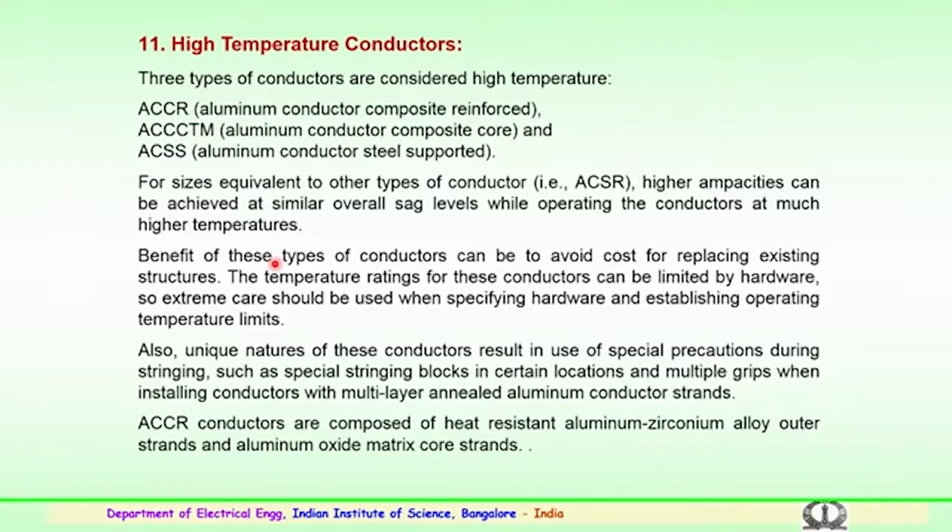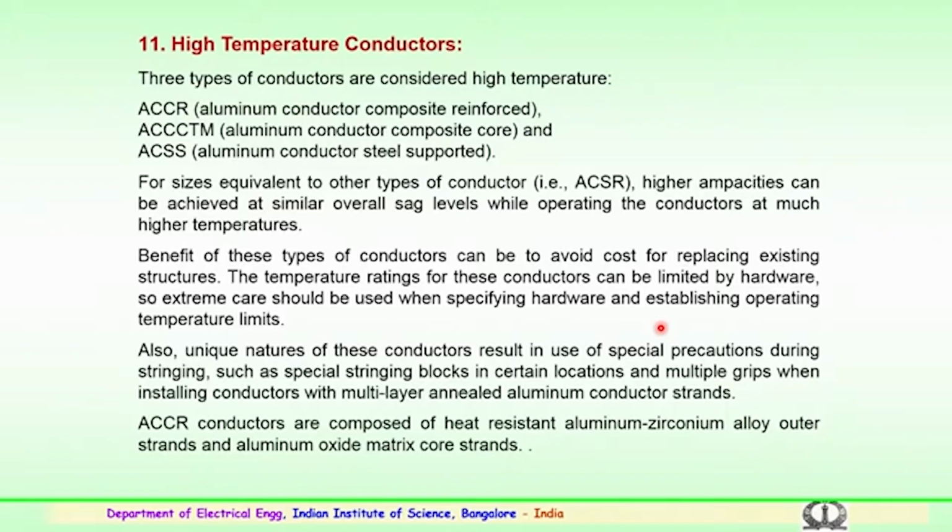Normal aluminum conductors operate between 90 to 110 degrees, while the high temperature conductors operate anywhere between 200 to 250 degrees. So, a benefit of this type of conductor is avoiding the cost of replacing the existing structures. The temperature ratings of these conductors can be limited by hardware. So, extra care should be used while specifying the hardware and establishing the operating temperature limit. The hardware used with the conductor also should have high temperature, high current carrying capability.